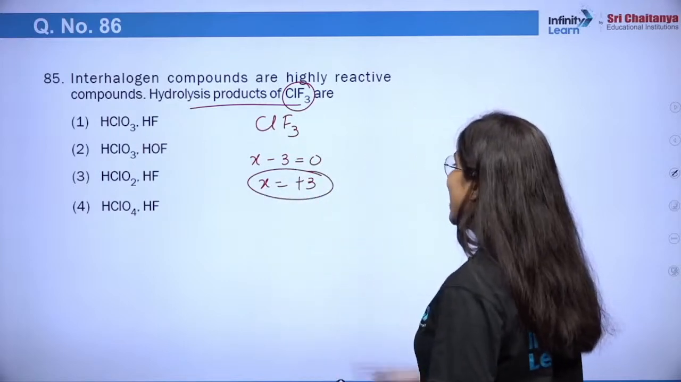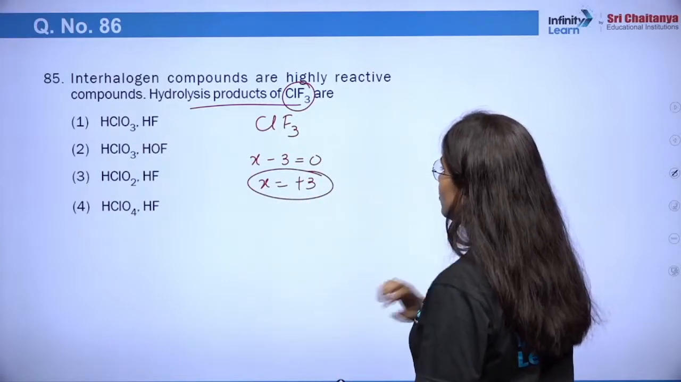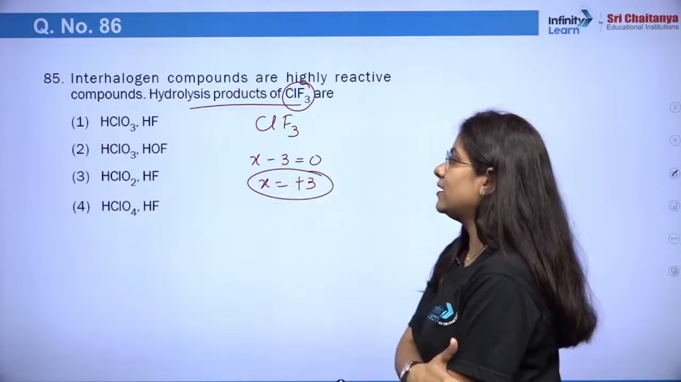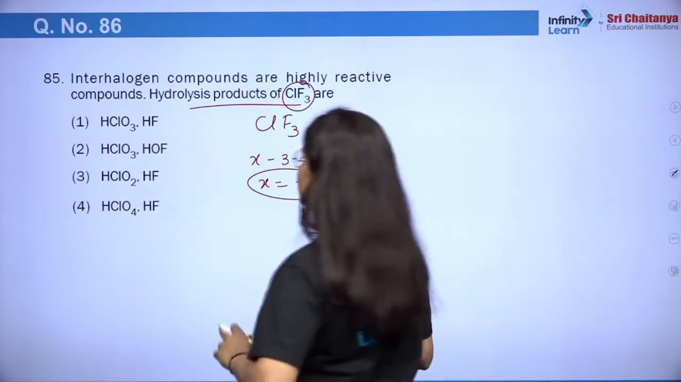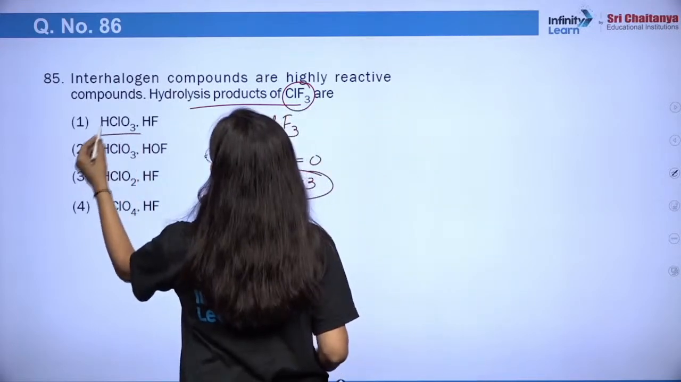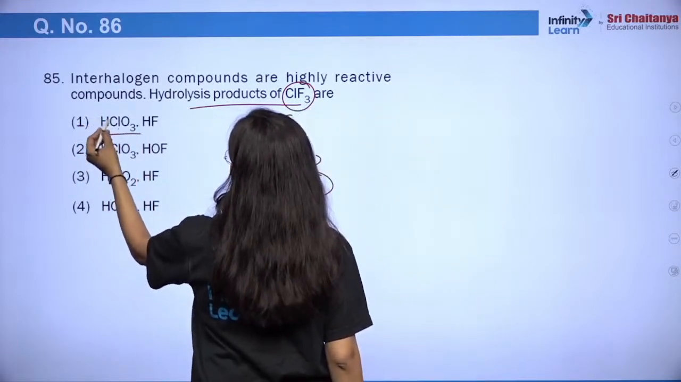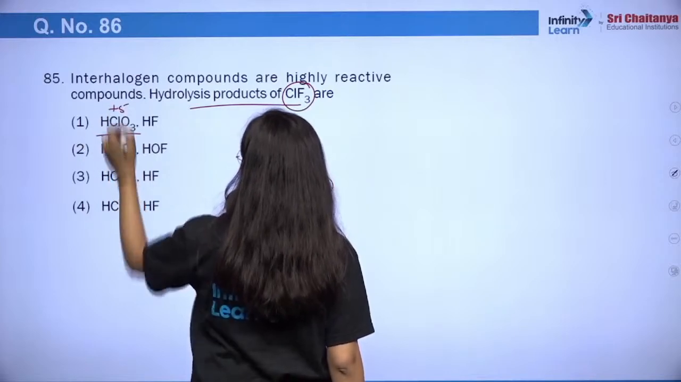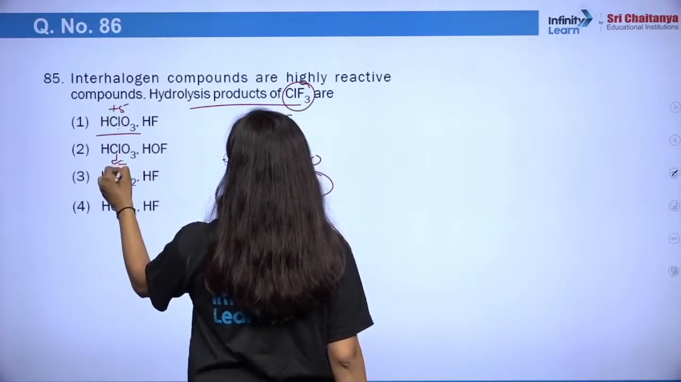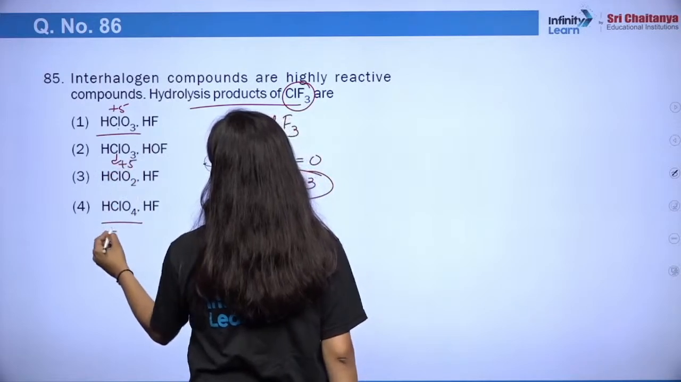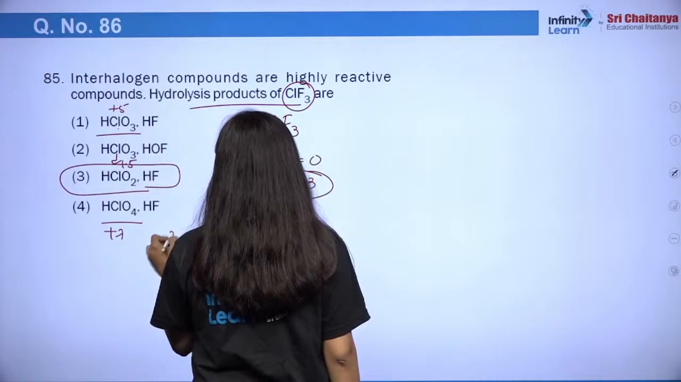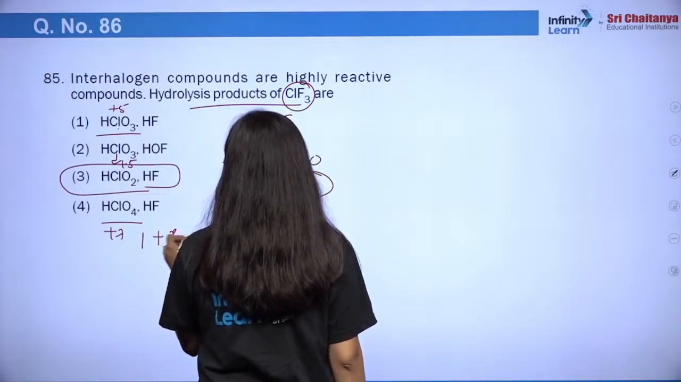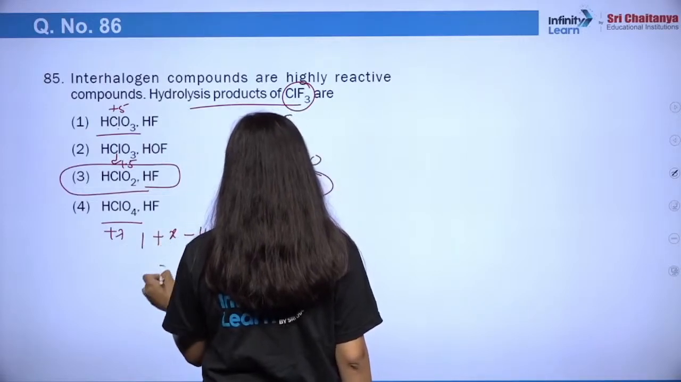Right? So X will be plus 3 here. So in the products we need to see the compounds of chlorine which have plus 3 oxidation state. So first here 1, it will be plus 5 here, you can calculate. Similarly plus 5 here. HClO4 plus 7. In HClO2 you can see X plus 1 minus 4 will be equal to 0. So X will be 3.